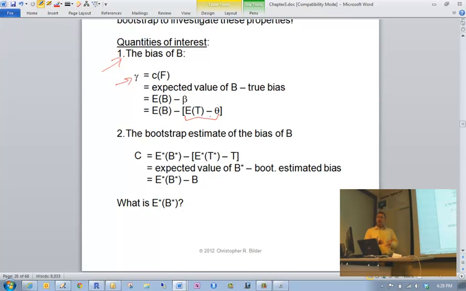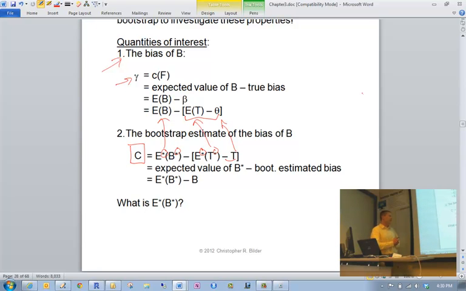How would we estimate this in the bootstrap context? How about we call the estimate C? Well, now you put stars in places where we didn't have stars before. Parameters now become statistics. So, expected value star of B star minus expected value star of T star minus T, which corresponds to theta. So you take the expected value of B star with respect to F hat minus the bootstrap estimate of bias. In other words, expected value star of B star minus B.